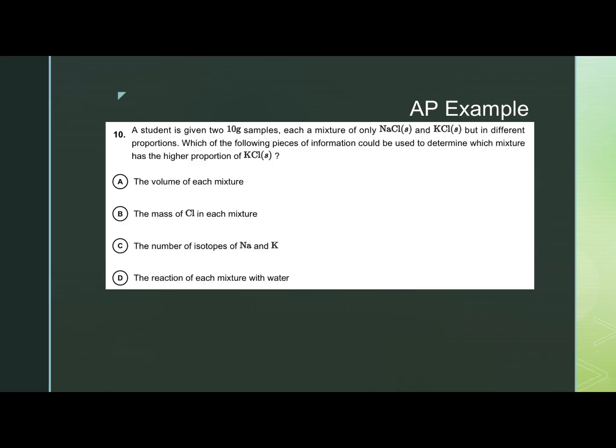Here's your first AP example. Pause the video, try the problem, and when you've got an answer, push play to see if you're correct.